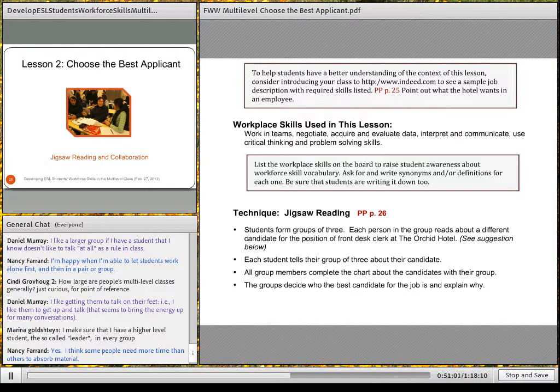And let's see, could I ask you to raise your hand, participants, if you've used jigsaw reading before? Carol, okay. Karen, Jennifer, okay. And it can be a challenge in a multi-level classroom, can't it? Okay, Flavia, very good. All right.